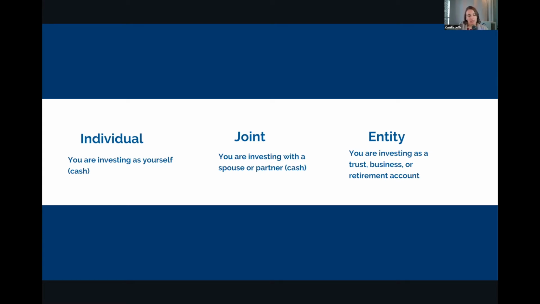And then the other way to invest is as an entity. So there's several different entities that you could invest with. One is you can invest as a trust. And I've had investors do that before. So that's an entity that you have set up previously with a lawyer, and it's a trust document that has all of your information in there. But you can definitely invest as that trust.